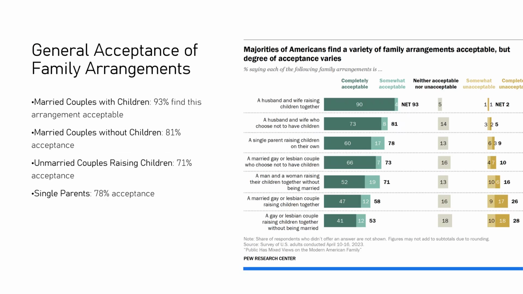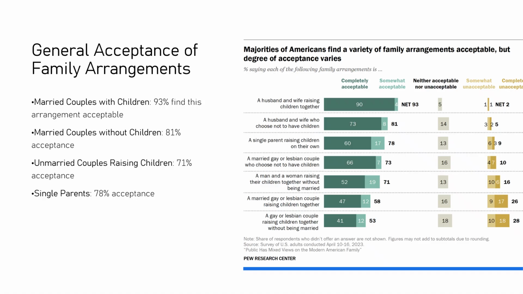Now let's talk about the findings from the Pew Research Center, and specifically their findings on the general acceptance of family arrangements. Married couples with children: an overwhelming 93% of Americans find this family arrangement acceptable. This high level of acceptance reflects traditional values on family structures, where marriage and childbearing are seen as integral components of family life. About 81% of the public accepts married couples who choose not to have children.